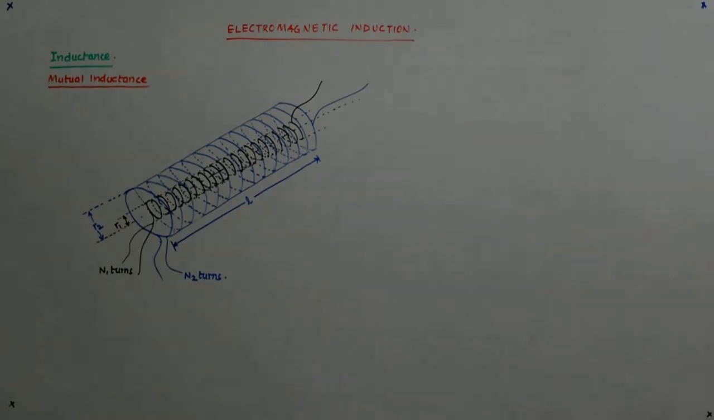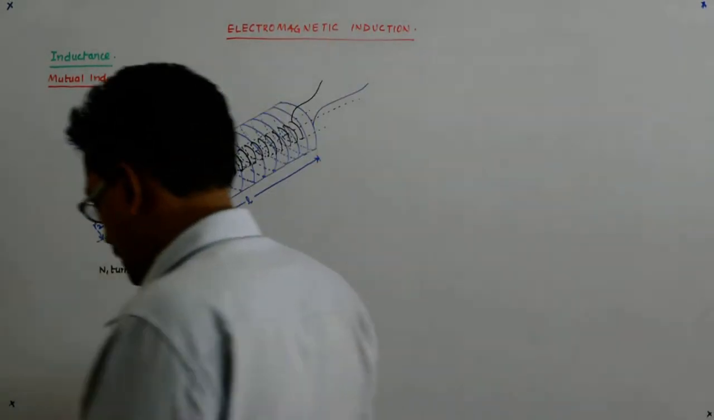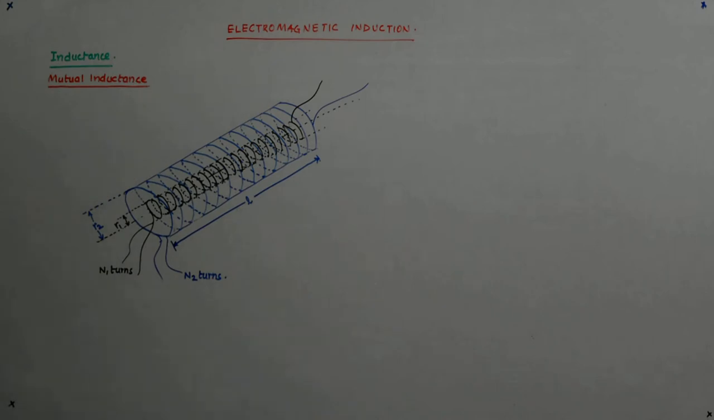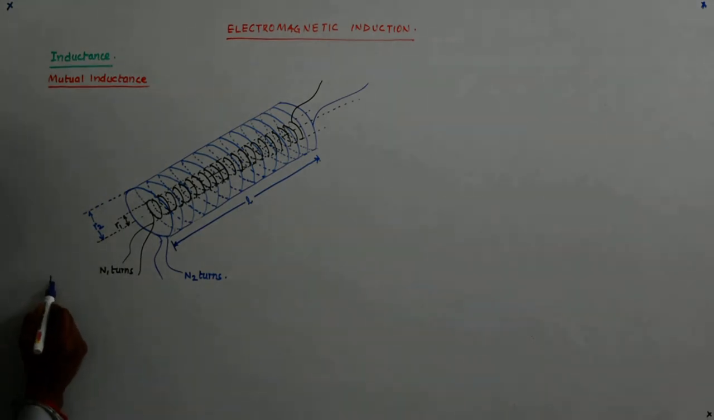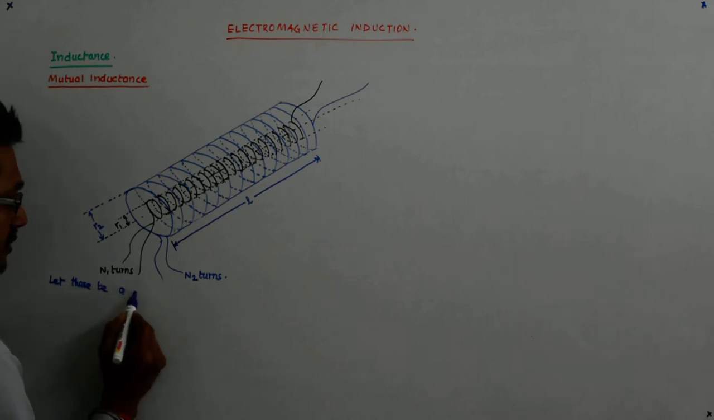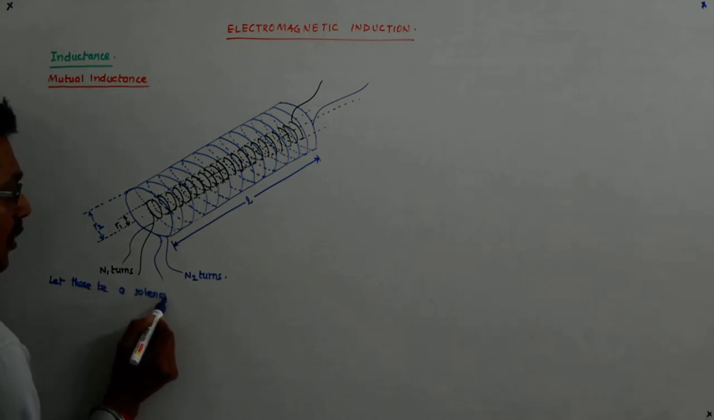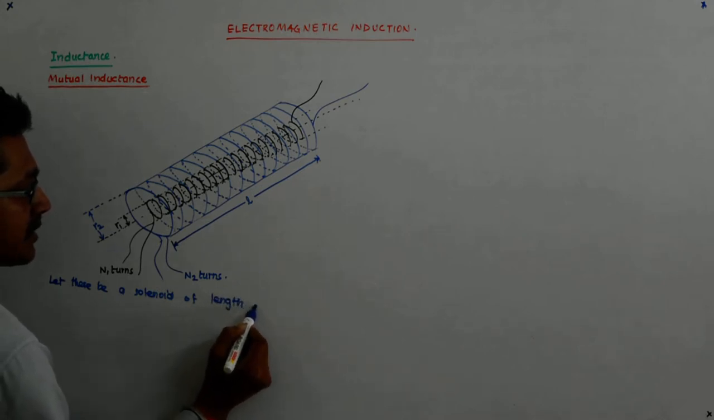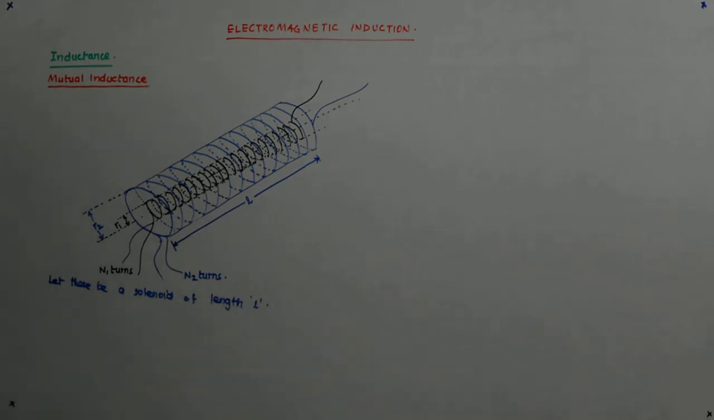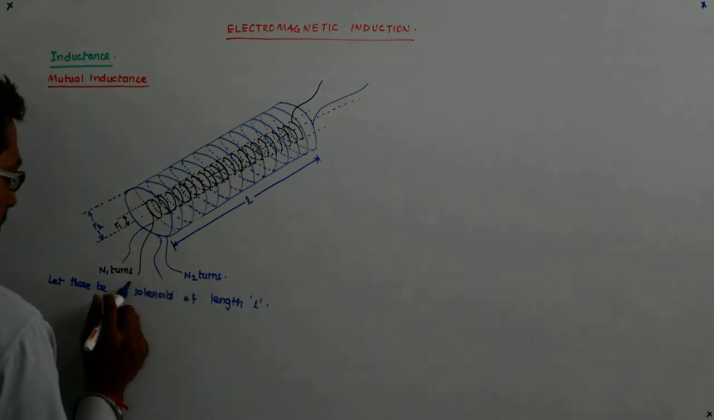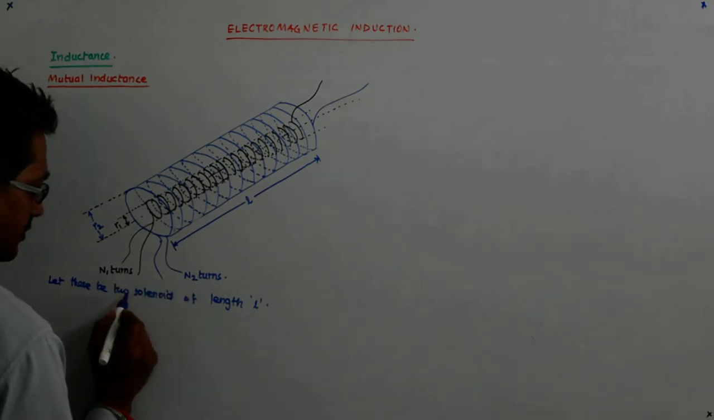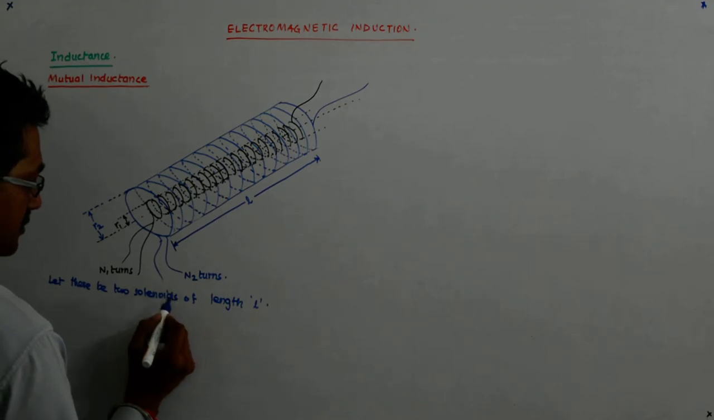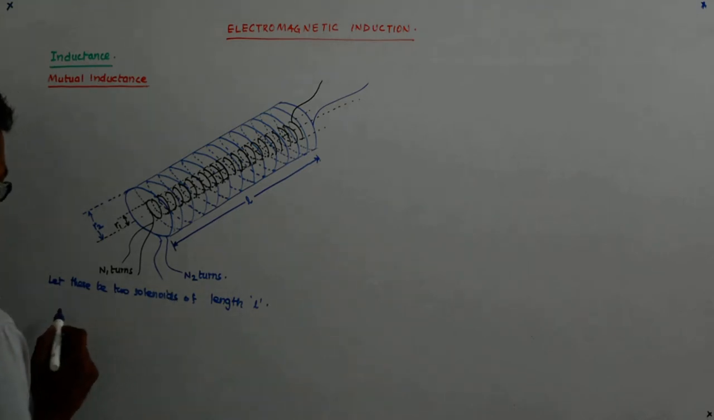Now we come to the mutual inductance. Okay, so we have a solenoid. Let there be a solenoid of length L. Let there be two solenoids of length L.